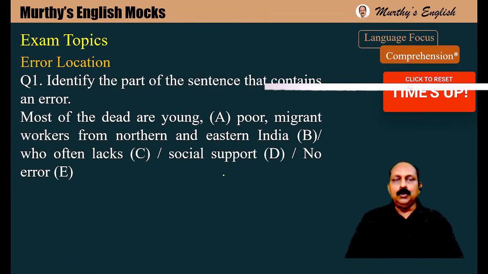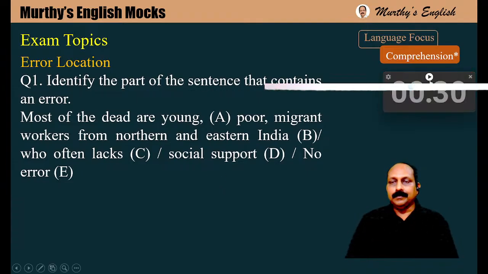Now, let us go to exam topics based questions. First question is based on error location. Try to spot the error. Your time starts now. Identify the part of the sentence that contains an error. Most of the dead are young, poor migrant workers from northern and eastern India who often lack social support. Please mention the question number.